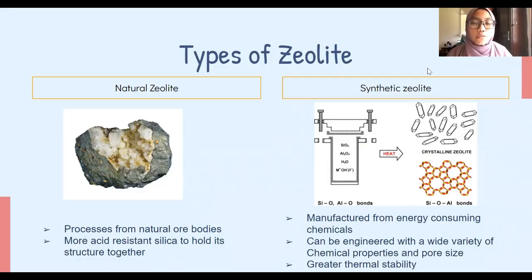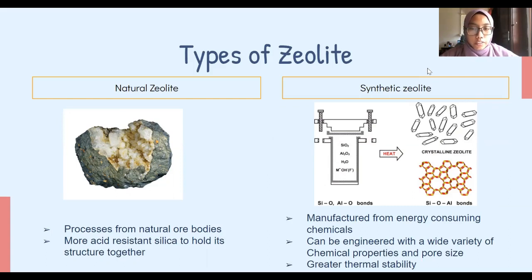So next, I will continue with types of zeolites. There are two types of zeolite, which are natural zeolite and synthetic zeolite. For natural zeolite, as comes from the word natural, it is made from the processes of natural ore bodies, which occur naturally. And it needs a more acid-resistant silica to hold its structure together. As we know that the pH of soil, water in our environment keeps fluctuating.